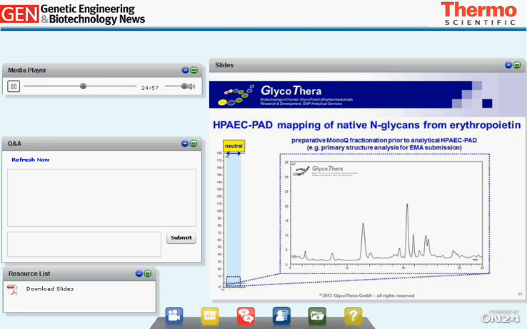This is the HPAE-PAD profile of the neutral glycan group after Mono Q separation. And we found the diantennary N-glycan, oligomannosidic glycan chains with 4 to 9 mannose units, and diantennary N-glycans with 1 and 2 Gal-alpha-1,3-Gal motifs.